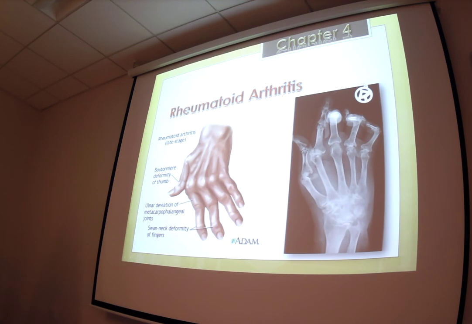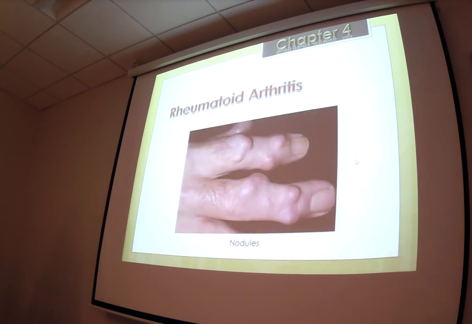So late stage, you can see what's termed the boutonniere deformity in the thumb. Ulnar deviation of the metacarpophalangeal joints, and what we term the swan neck deformity of the fingers, because it almost looks like a swan's neck. And there's the x-ray. See, it starts off with the swelling. You have these multiple nodules around the joint space.